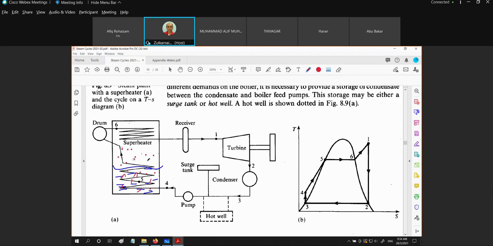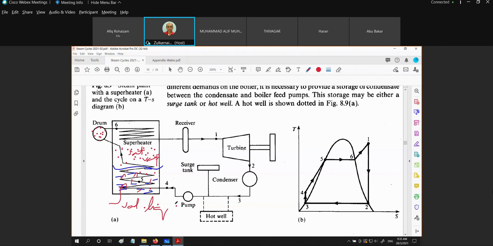And this steam is called saturated steam. And this steam is flowing into a drum. And this drum is filled up with saturated steam, this saturated vapor. So this is saturated vapor, whereby this part is saturated liquid. In the boiler it cannot be dry. It always has a mixture: there is saturated vapor, there is saturated liquid.